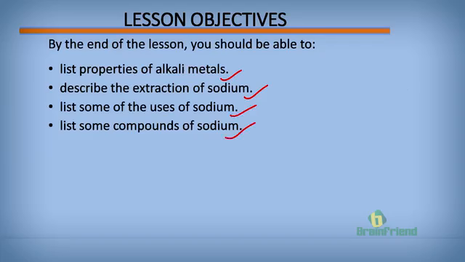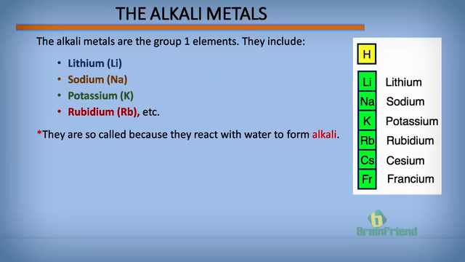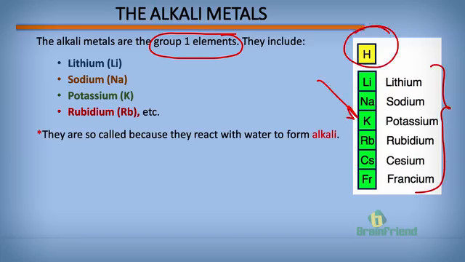So we'll be looking at sodium very much in this lesson. Now the alkali metals are the group 1 elements, okay? And they are lithium, sodium, potassium, rubidium. Here we have a diagram showing us the alkali metals with the exception of hydrogen. Of course, hydrogen is a non-metal, it is not an alkali metal. So we have lithium, sodium, potassium, rubidium, cesium, and francium.